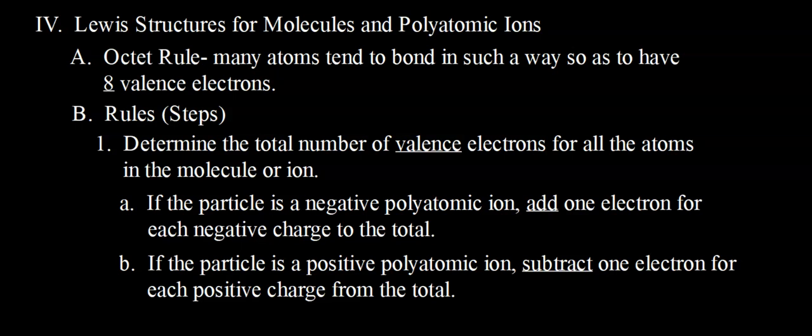If the particle is a positive polyatomic ion, first of all, why is it positive? That means it has more protons than electrons, or fewer electrons than protons. If you remember that, that'll help you to remember to subtract 1 electron for each positive charge from the total.